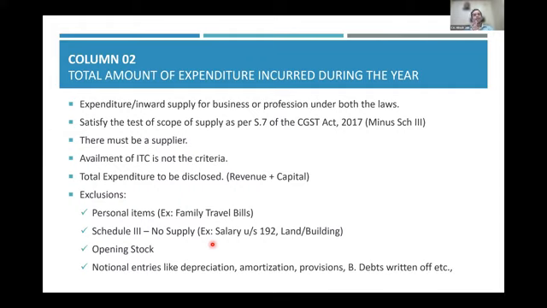Land and building, sale of land, sale of building, not under construction building, only sale of building, a property, that is also outside the scope of the reporting because it is not part of scope of supply itself. Then opening stock. Opening stock will be generally a notional entry. There is no supplier involved as such in that particular year. You would have received in previous year, it will be reported in purchase. Purchase anyhow will get covered under this particular table. So no opening stock will come. Notional entries like depreciation, amortization, provisions, bad debts, these are all notional entries. They are not required to be covered under this table.